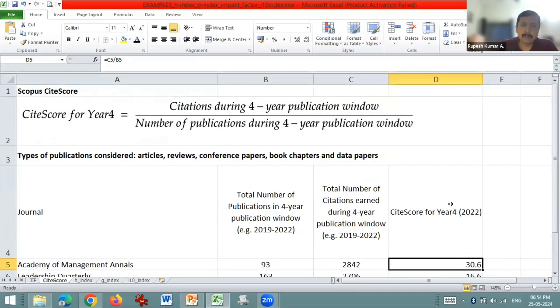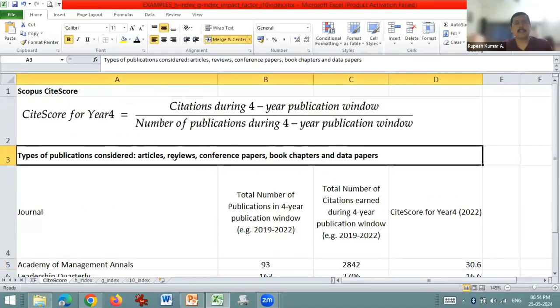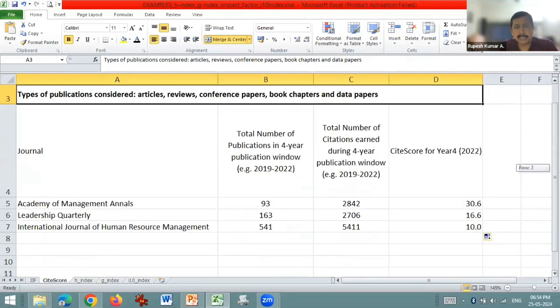As far as the types of publication considered, Scopus has a wider consideration. It considers articles, reviews, conference papers, book chapters, and even data papers. So that's the way site score is calculated and published every year during the month of June. This is openly available. Site score data is openly available. Scopus is very generous when it comes to giving out the data. It gives out almost 90% of its data for free. Only 10% of data is available on subscription.